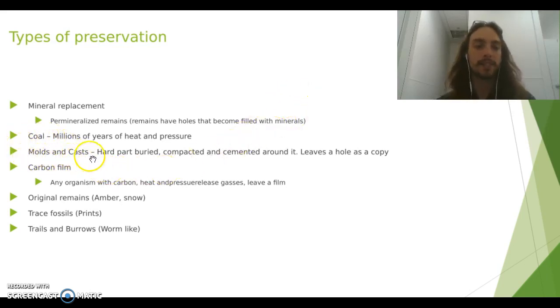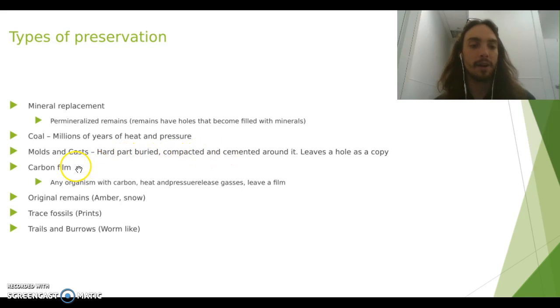Then we've got molds and casts. So the hard part is buried, it gets compacted and cemented around it, and it leaves a hole as a copy. So the mold and the casts aren't the original remains, it's a copy of the remains. For example, in the Natural History Museum, a lot of the fossils that you see there are not fossils, they are casts. So if you blow on a fossil, then it could disintegrate. So what they want to do with their fossils is keep them preserved for as long as they can. So they make a cast of that fossil and then they put it out there for everyone to see so that people can't screw it up further.